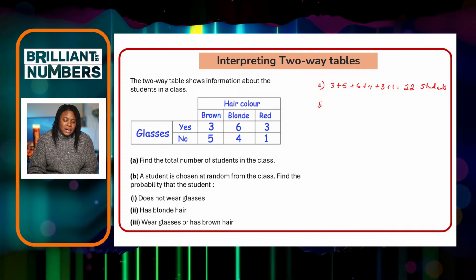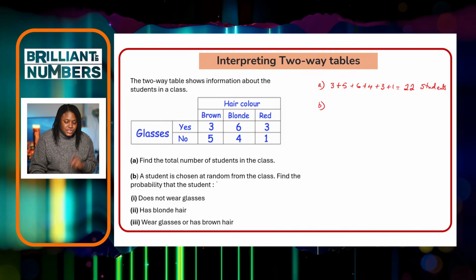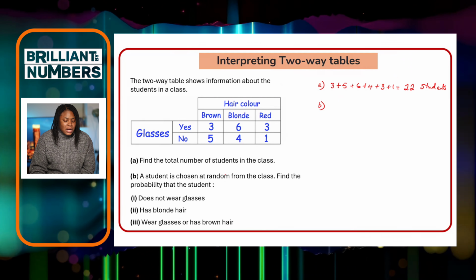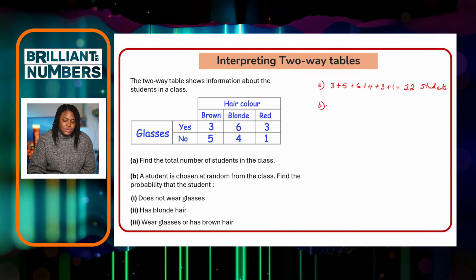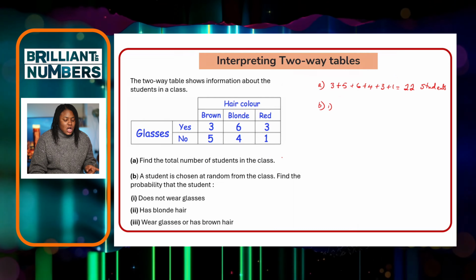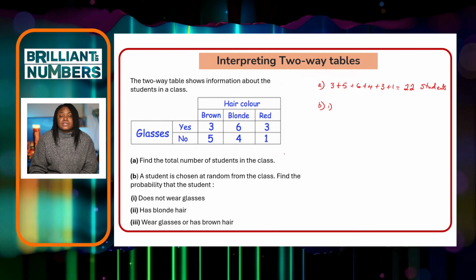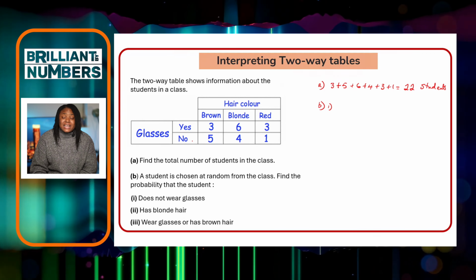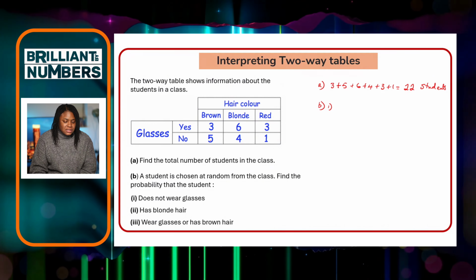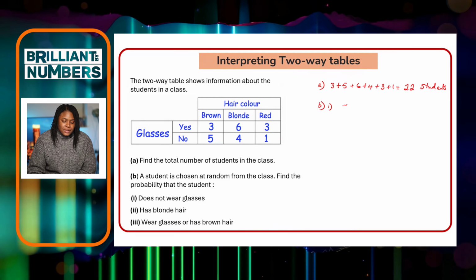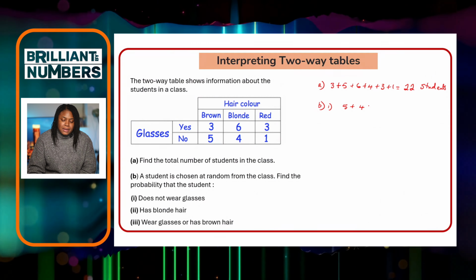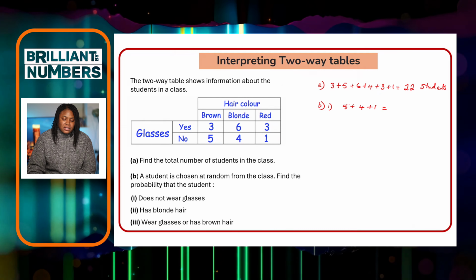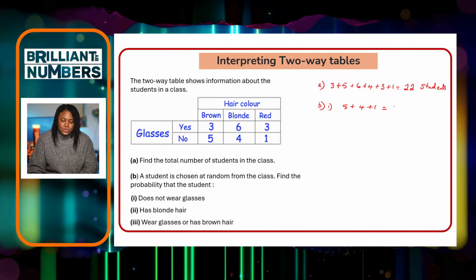We are now on to part B. Part B says a student is chosen at random from the class, which means out of the total population in the class, we're asked to find the probability that the student in the first instance does not wear glasses. This means I need to add all the people in the section that says no for glasses. So that is 5 plus 4 blondes plus 1 red, doesn't wear glasses. So 5 plus 4, 9, plus 1 is 10.